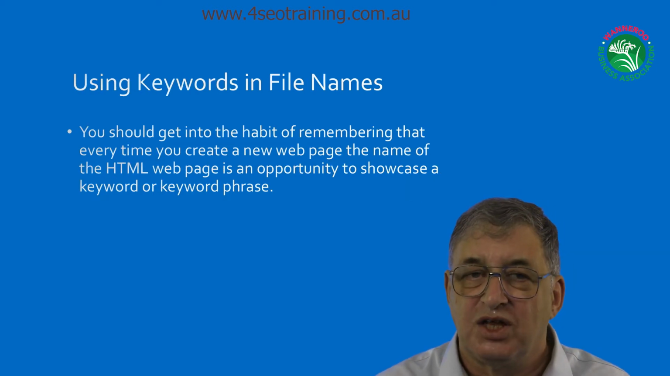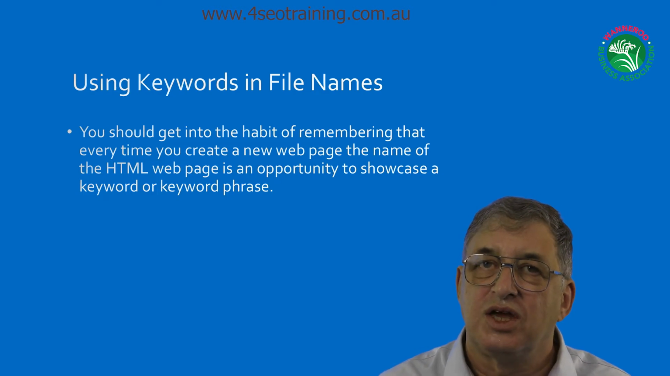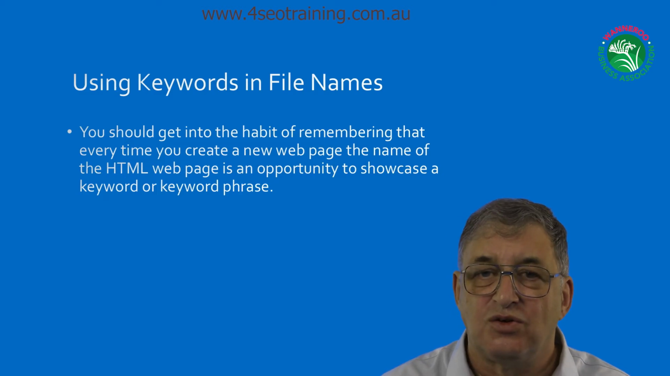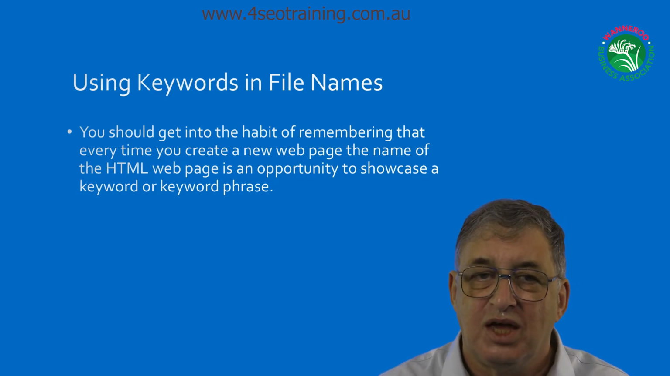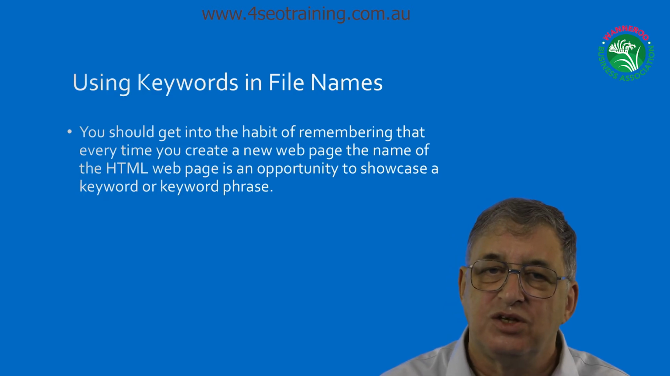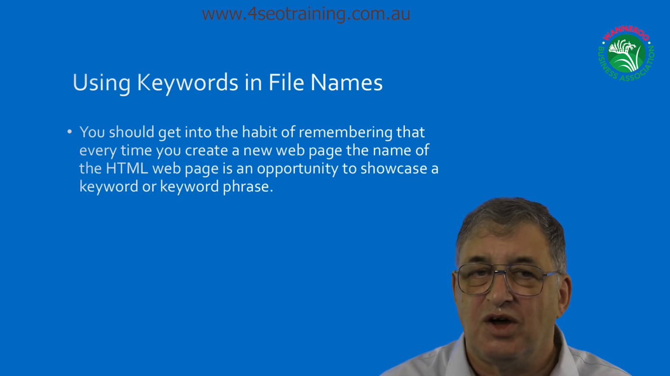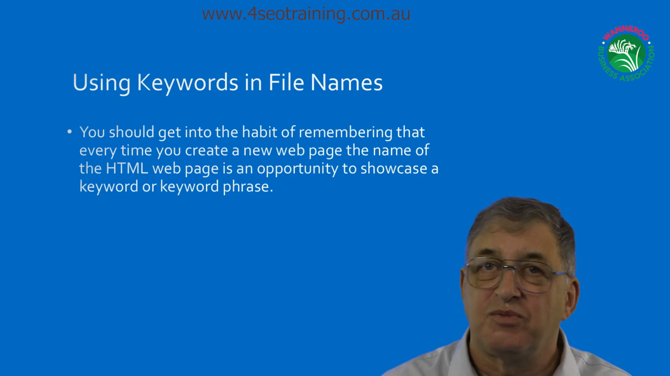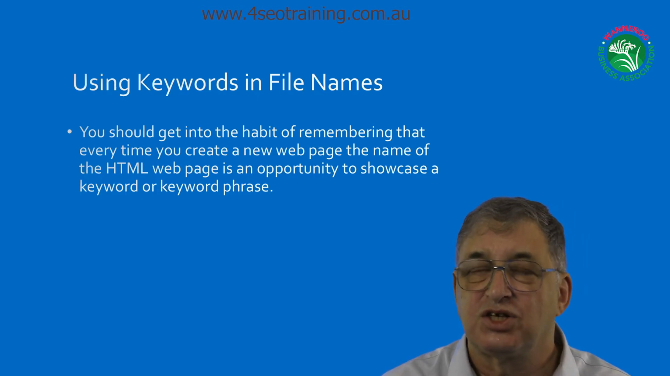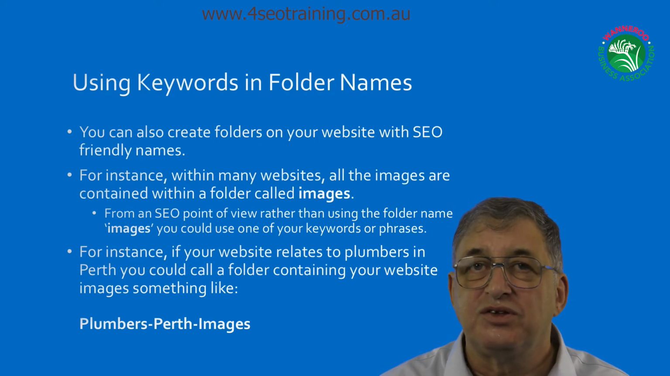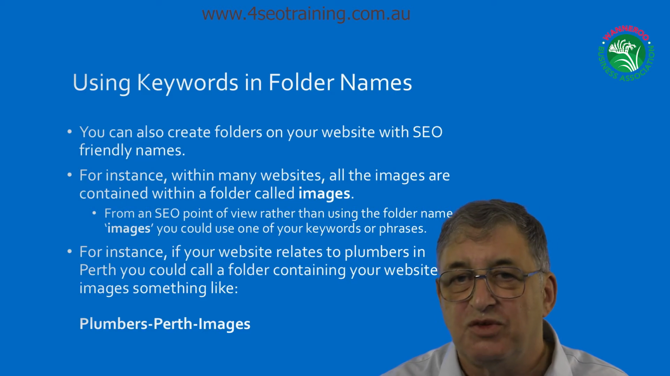The other thing, as I mentioned earlier on, is using keywords within file names. They could be the names of pictures or videos or documents or whatever happens to be. Incidentally, the best way to use names within file names is to have a couple of words separated by hyphens, so no spaces, no underscores. So if I wanted to name a picture something like SEO Training, it would be SEO-training.jpg.